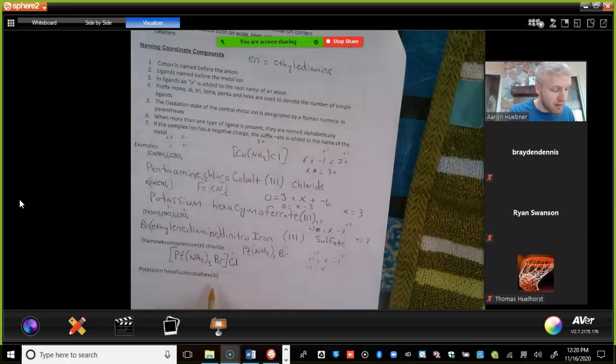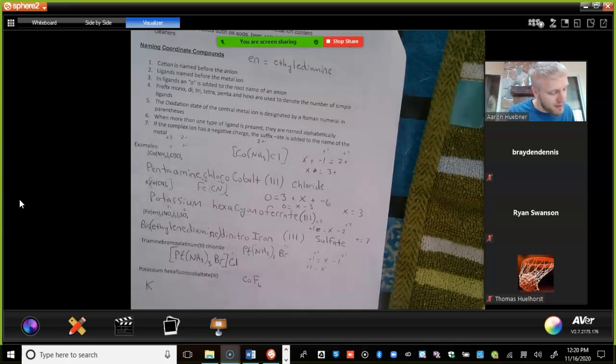Potassium hexafluorocobaltate. Alright, so I know potassium is K for sure. That's not a part of my complex ion, so my complex ion is hexafluorocobaltate(III), negatively charged, which is why we got 8 for the transition metal. I'm going to do a rough draft so I can make a clean answer. Cobalt is listed first, and then we got hexafluoro. That's 6 fluorines. Oh, that's simple.